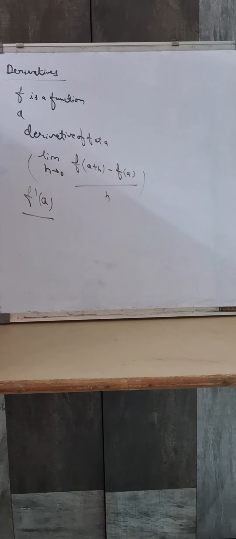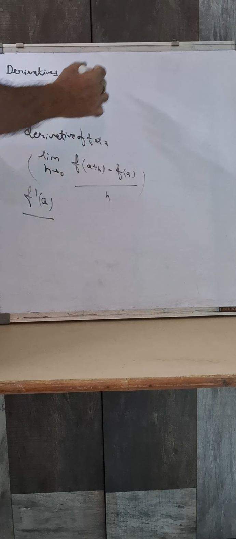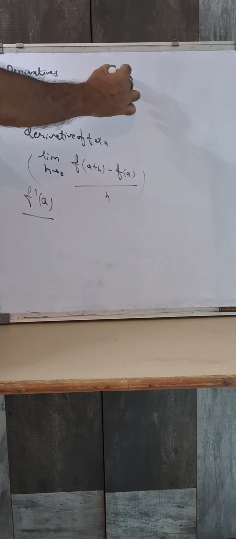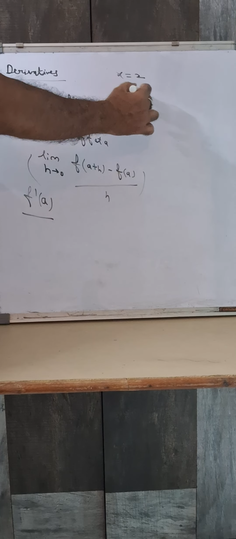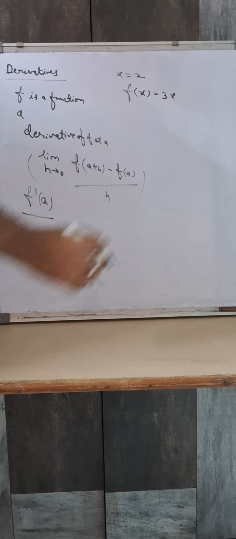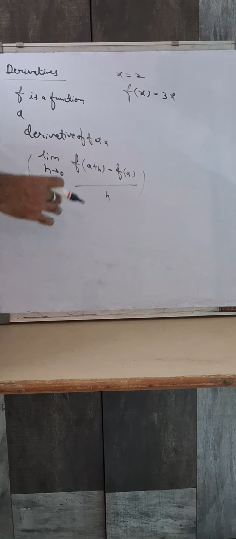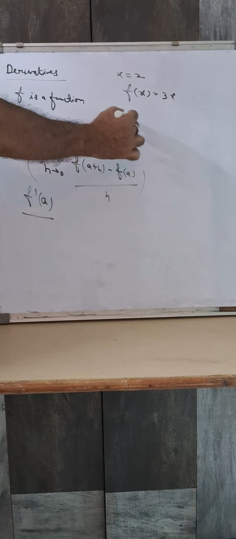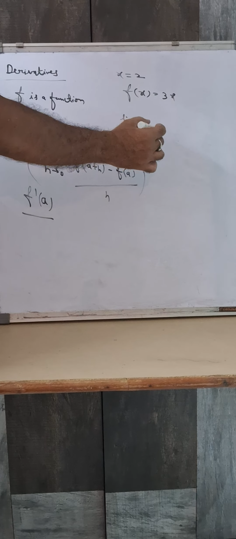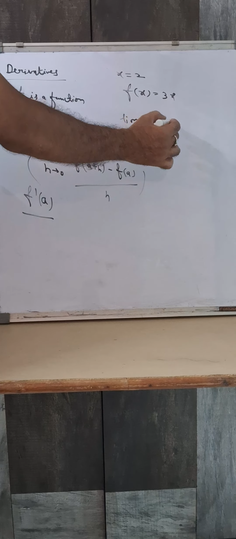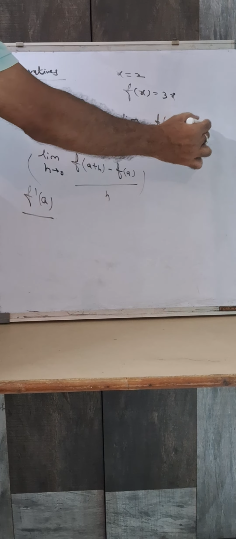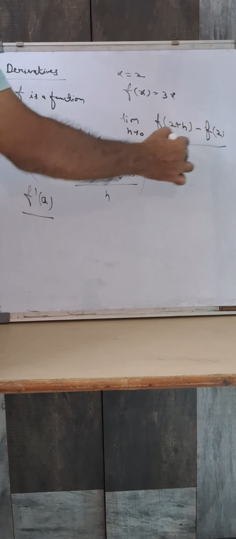We will do some problems based on it. Find the derivative at point x equals 2 when the function is given as f(x) equals 3x. Applying this limit as h tends to 0, f(a plus h), a is here 2, so f(2 plus h) minus f(2) upon h.